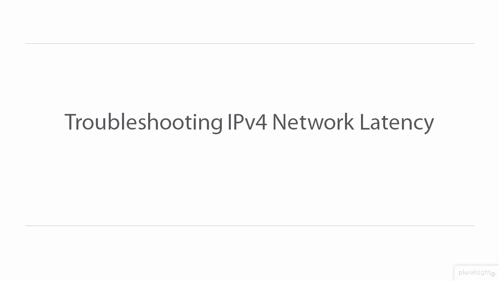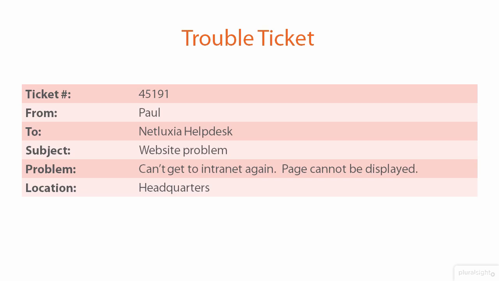Before we get started, let's take another look at Paul's ticket. As you may remember, Paul's computer is IPv4 only. Now, nothing about Paul's ticket flat out screams that there's a network latency problem. In fact, it looks a lot like the other tickets we've looked at. But remember what we said earlier.